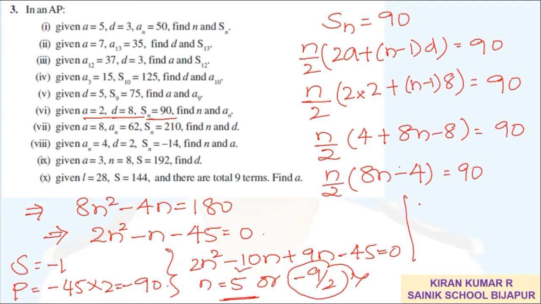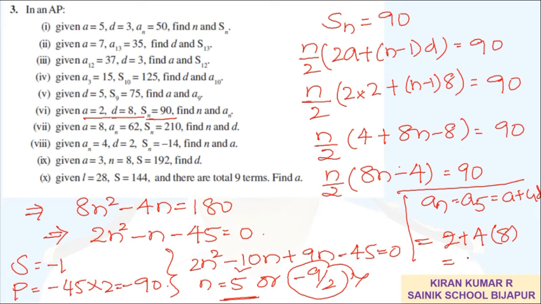The question was to find an term. So an will be equal to a5, which is a plus 4d. Let me substitute. A value is positive 2 plus 4 times of d, which is 8. So 32 plus 2 is 34. So an is 34 and n value is positive 5.